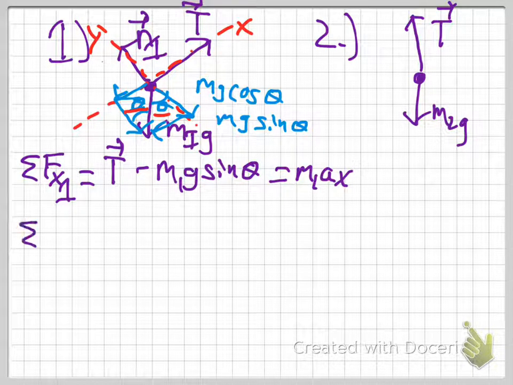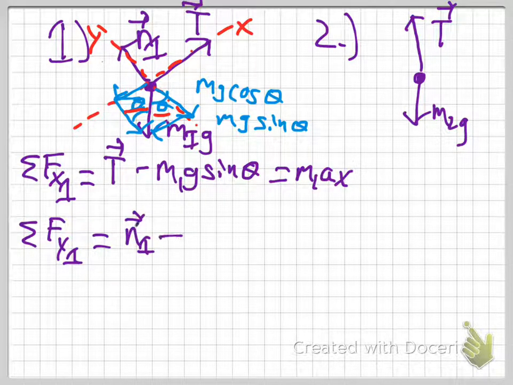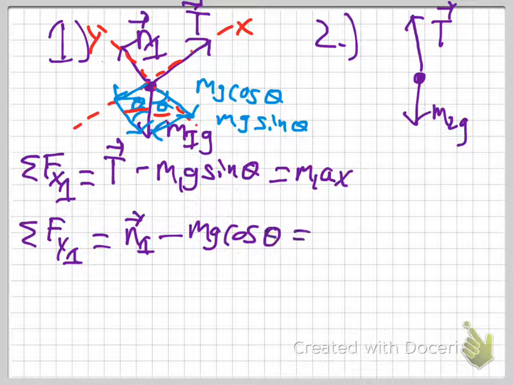And in the y direction, which is kind of not important, but we'll draw it anyway, is the normal force minus mg cosine theta. And we should not have any acceleration in the y direction. So no perpendicular acceleration to the ramp.